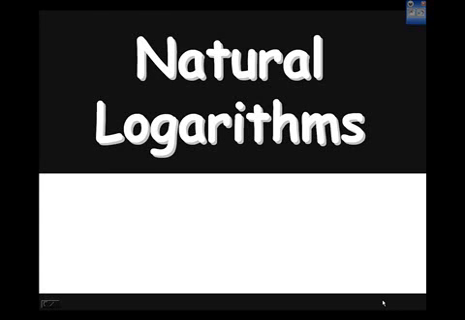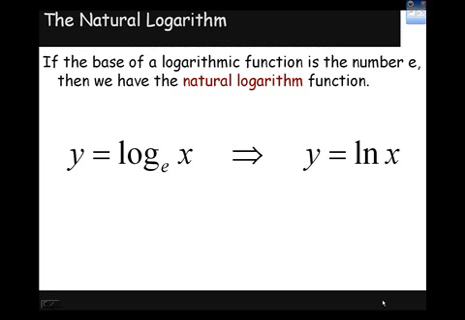This lesson is titled Natural Logarithms. If the base of a logarithmic function is e, then we have the natural logarithmic function. In fact, this is such a special base that we give this logarithm its own special name and actually title here. Instead of writing log base e of x, we write natural log of x, ln. Ln stands for natural log.